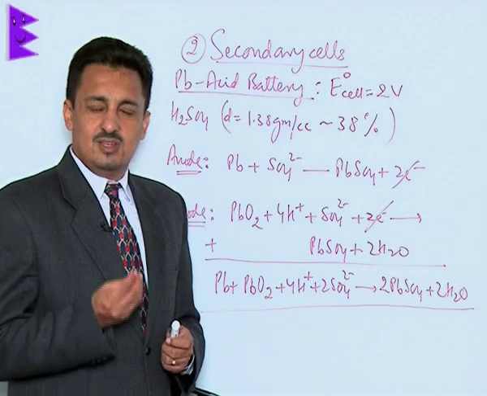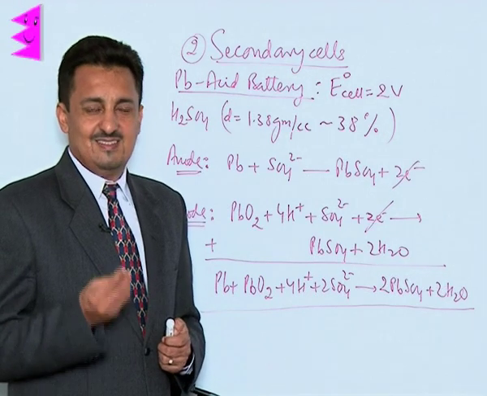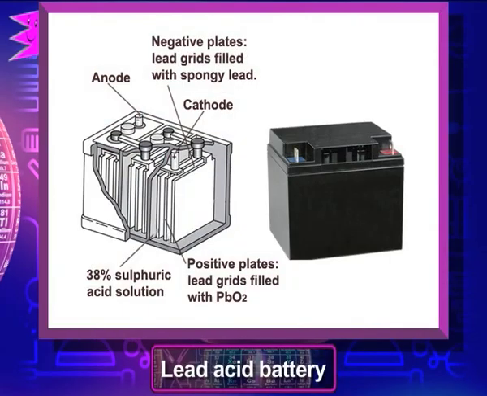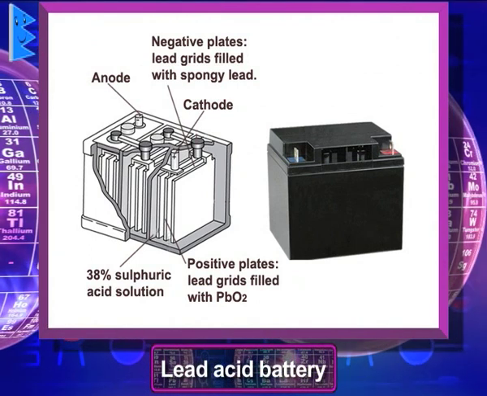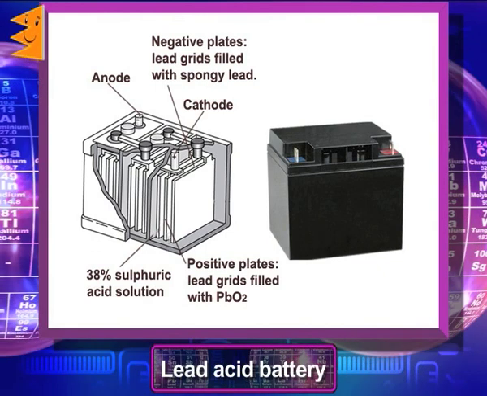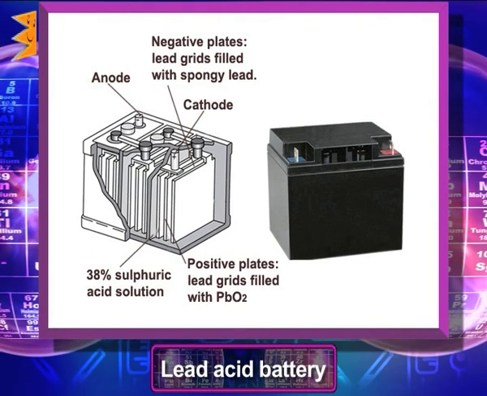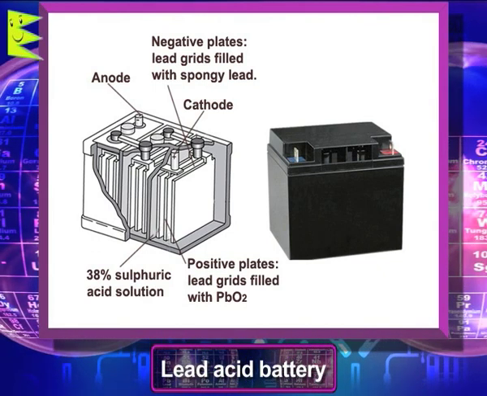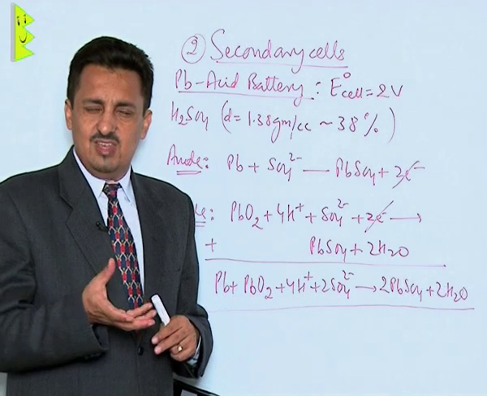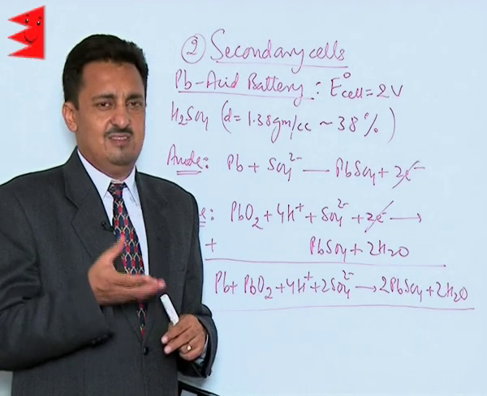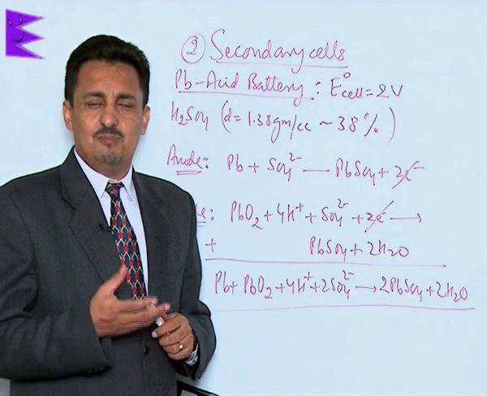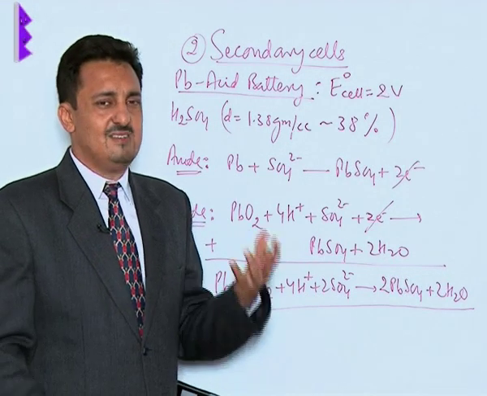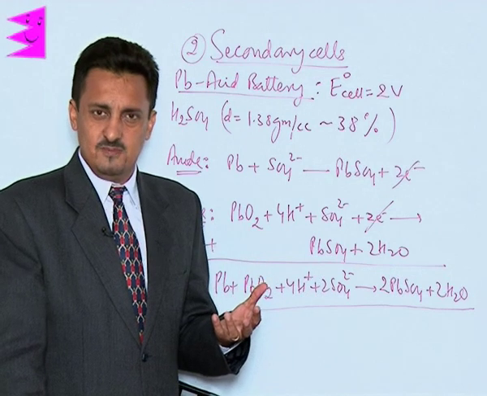The most important type of secondary cell is the lead acid battery or lead acid cell, which we use in our normal day-to-day life all around us. The lead acid battery is also used in your cars and your bikes. The cells in emergency lights are lead acid batteries. The ones we use in buses, trucks, and inverters are all examples of lead acid batteries.